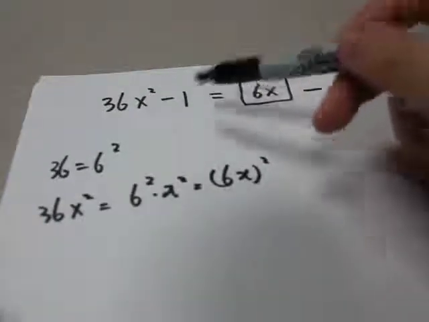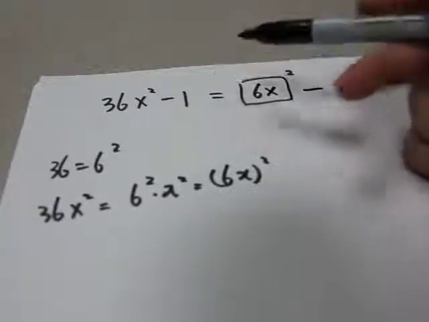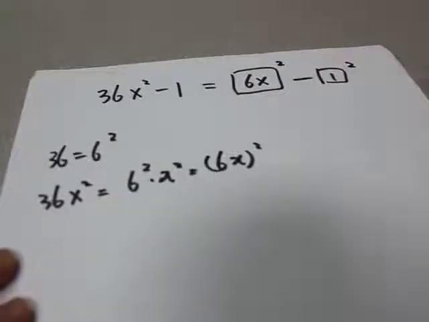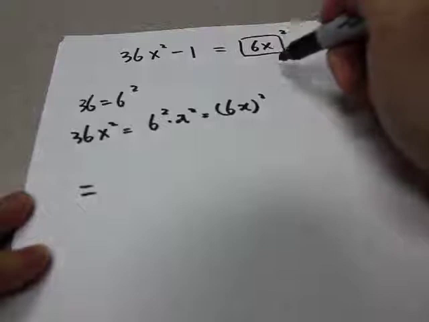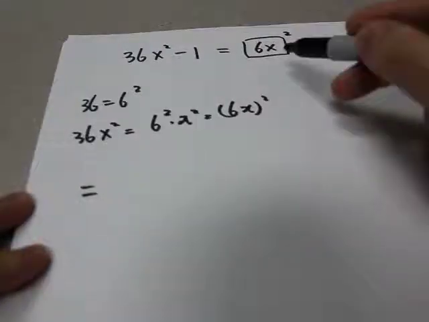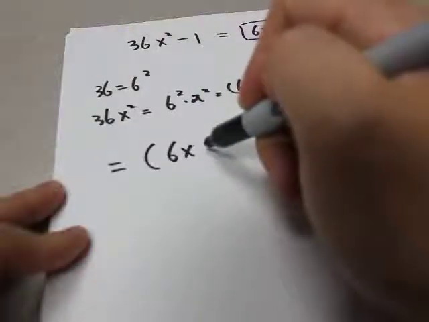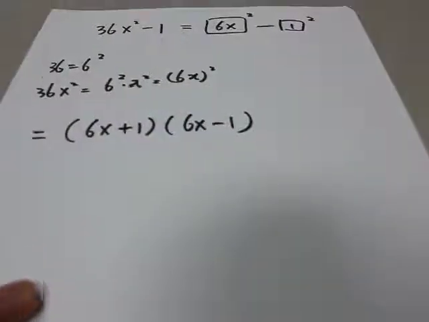Now, remember, 1 is a special number because 1 squared is 1. 1 to the third is 1, right? So 1, we can write it as 1 squared. So that means a is 6x and b is 1. Therefore, the answer is 6x plus 1 times 6x minus 1. Okay?